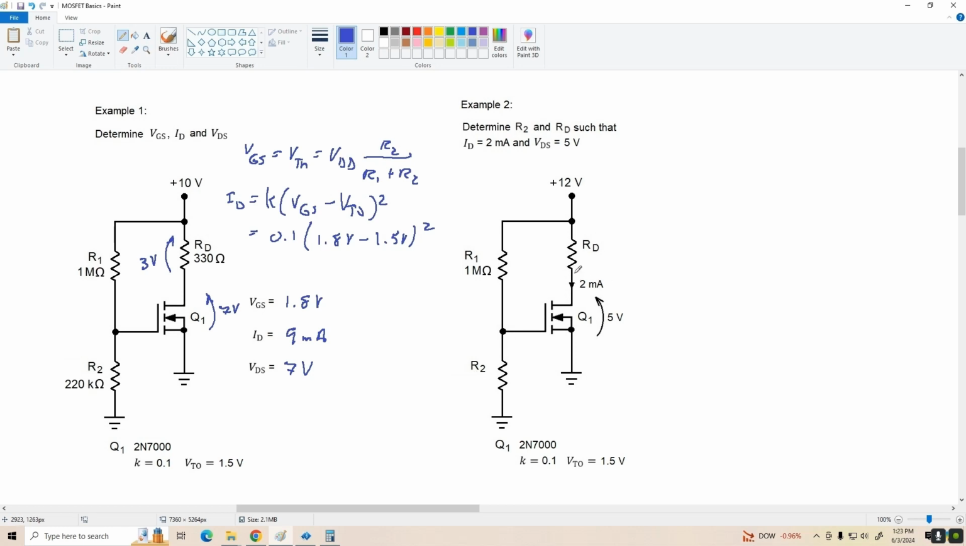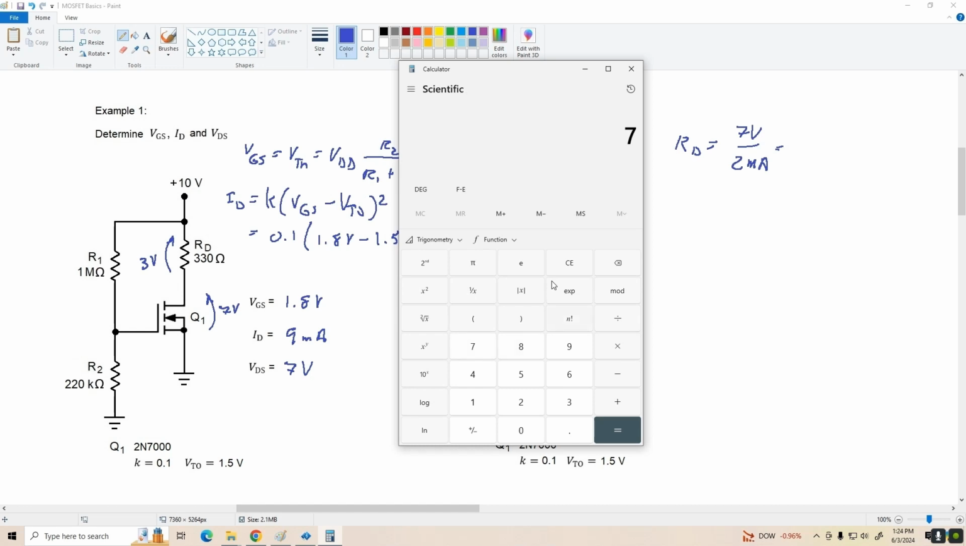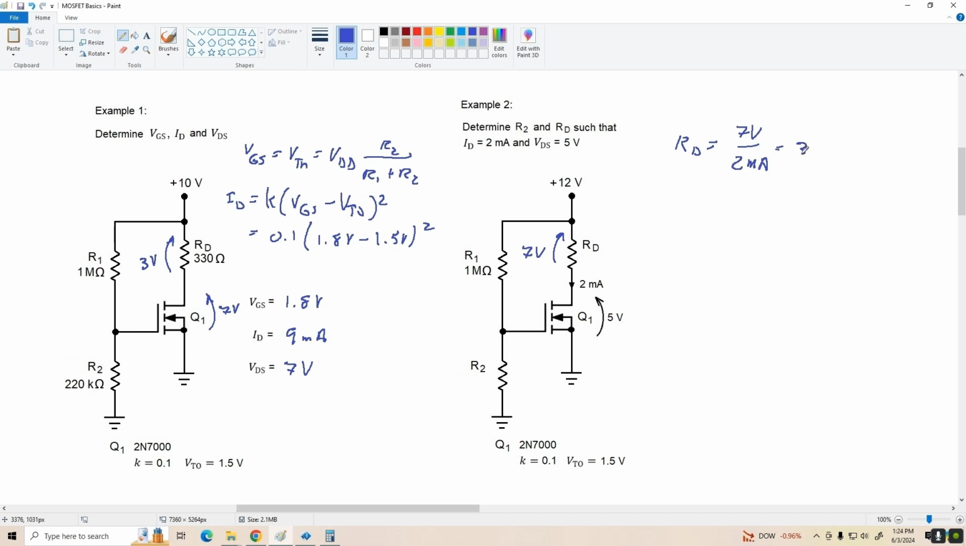All right, next example, the same transistor, but now we're determining R2 and RD to give us 2 milliamps drain current and 5 volts for VDS. Let's start by finding RD first. That's a little bit easier, okay? So we got 5 volts dropped across the transistor. That leaves us 7 volts dropped across RD with 2 milliamps. That means RD equals 7 volts divided by 2 milliamps, and what is that? 7 divided by 0.002 is 3.5 k ohms.